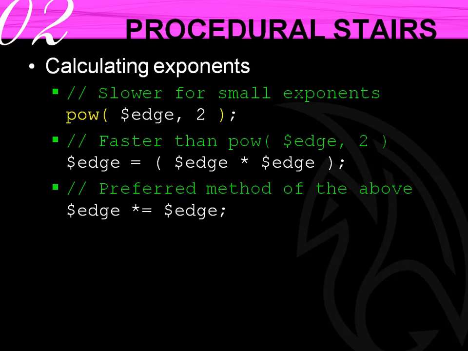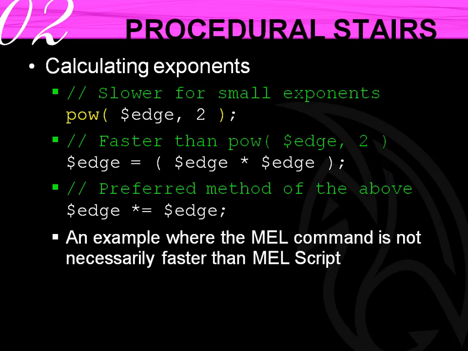Now, this is the preferred method for those who want to condense their code a little bit. You can just do edge times equals edge. It's going to multiply edge by itself and then return the value to itself. So this is a lot faster than actually using the pow command. This is a rare case where using the actual MEL script is faster than a MEL command. And you'll see, and I mentioned that before, that if you ever have a choice between a command and a script, you should always go for the command.